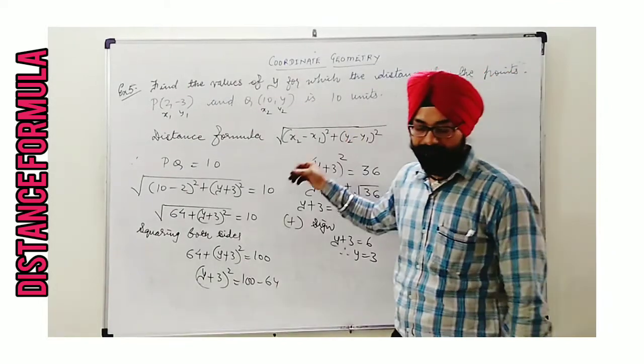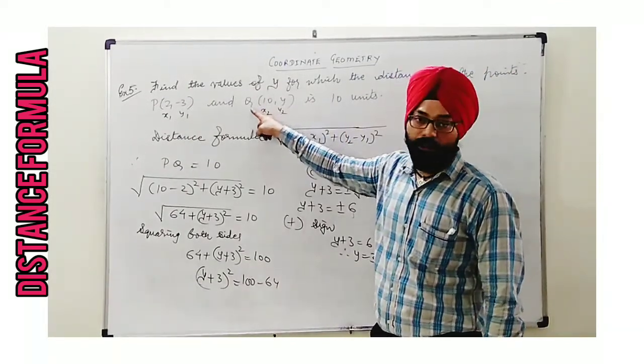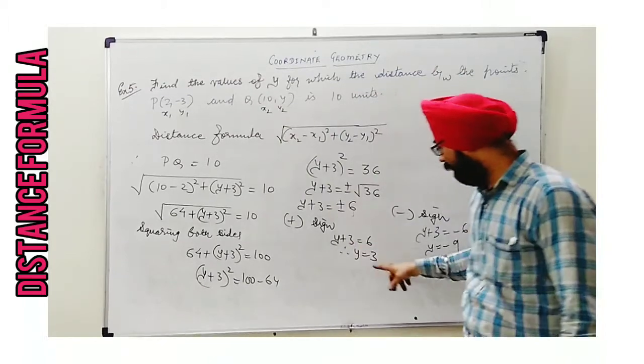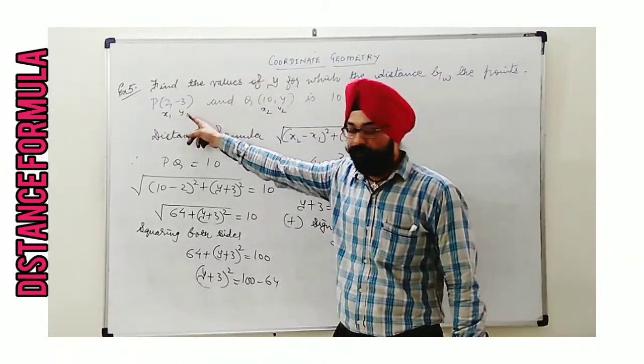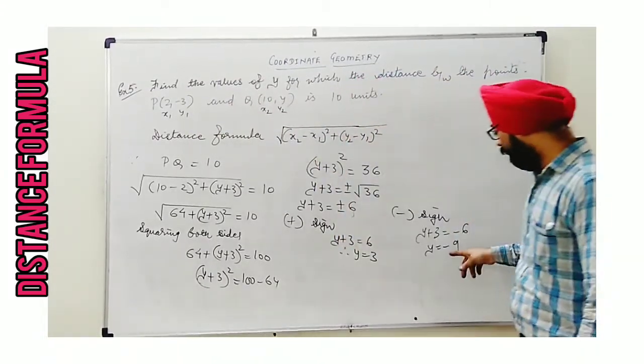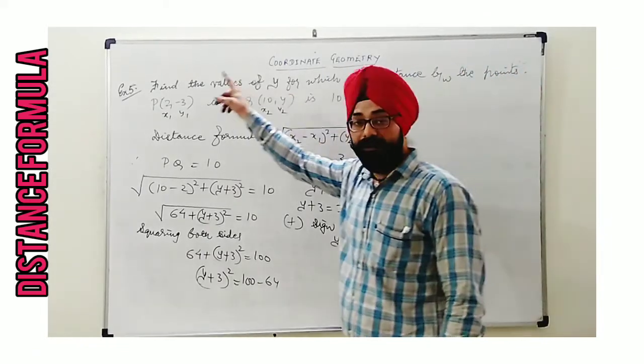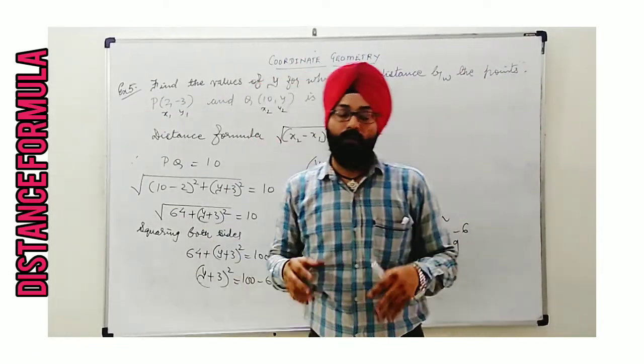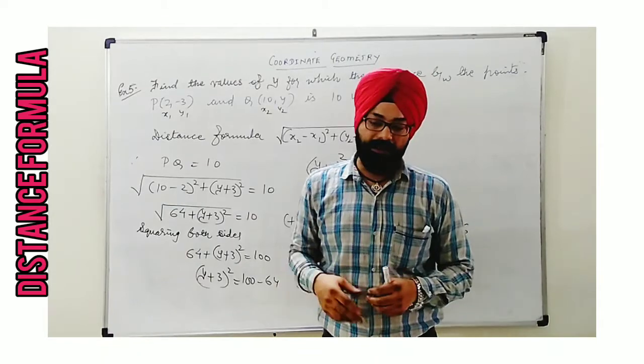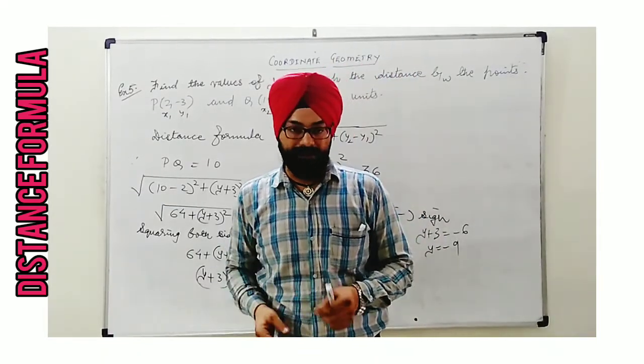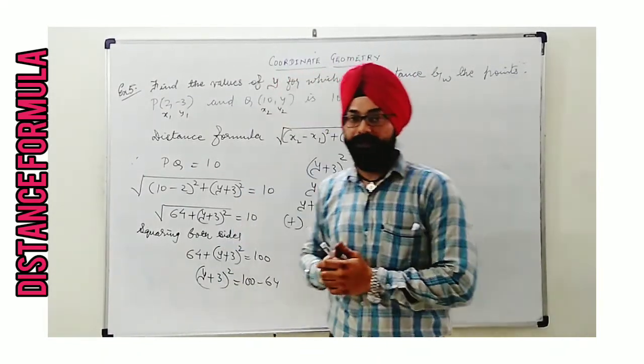What does it mean? Let me explain. Point Q has two possible values. One will be 10, 3; still the distance from P will be 10. Other may be 10, minus 9; still the distance from P to Q will be 10. So these are a few illustrations to explain the distance formula. I hope this is clear to you. Thank you.